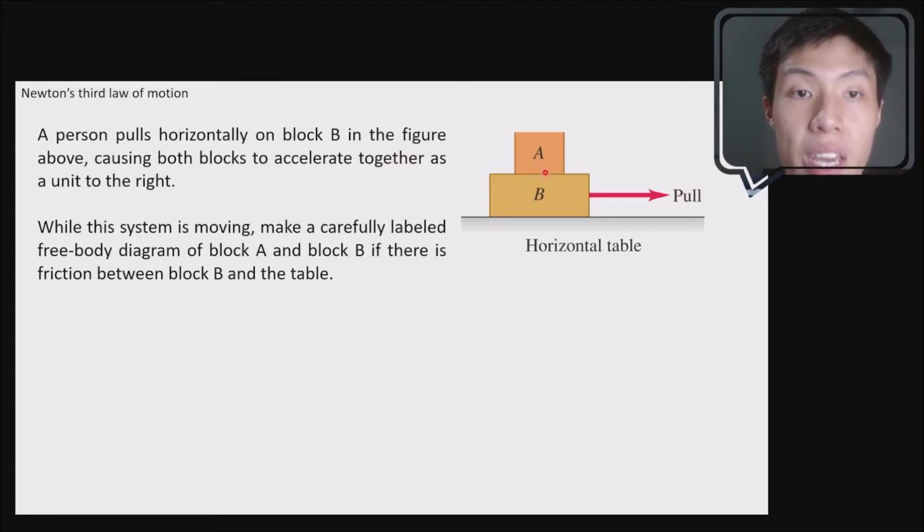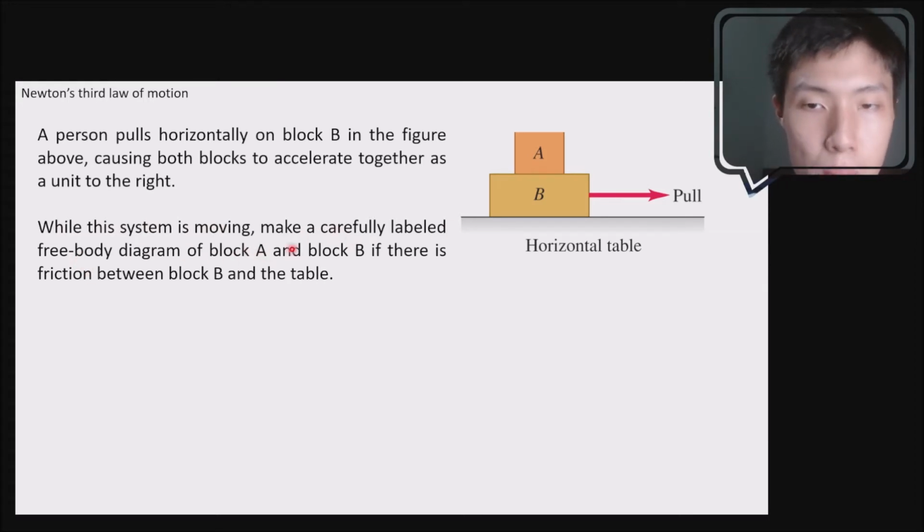Block A doesn't receive a pull, but block A happens to accelerate together with B. So this is an interesting situation and we are going to study it further. While this system is moving, make a carefully labeled free body diagram of block A and block B, if there is friction between block B and the table.